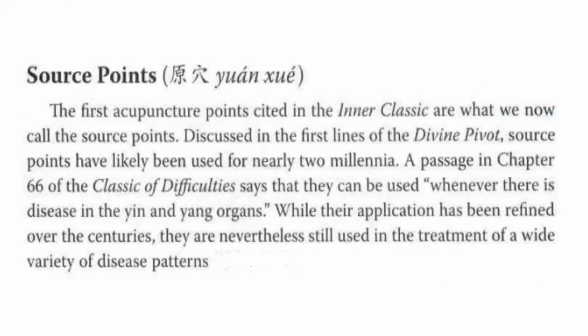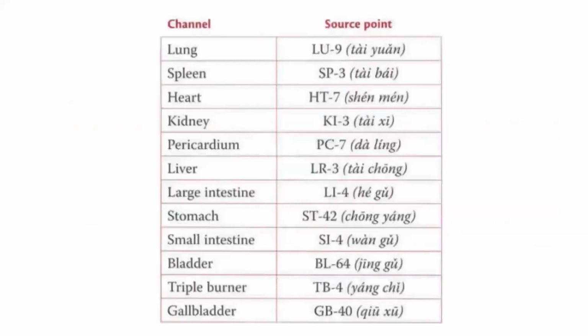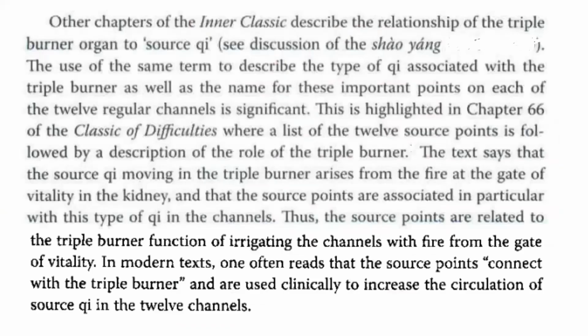While their application has been refined over the centuries, they are nevertheless still used in the treatment of a wide variety of disease patterns. So for the lung, we have lung 9, a source point; spleen, spleen 3; heart, heart 7; kidney, kidney 3; pericardium 7; liver 3; LI4; stomach 42; SI4; bladder 64; triple burner 4; and finally gallbladder 40 for the gallbladder.